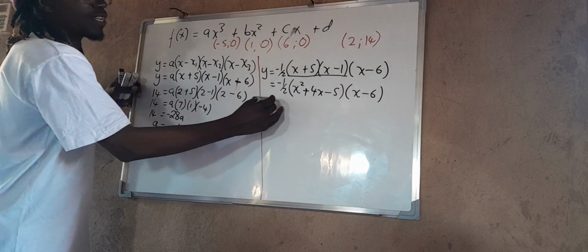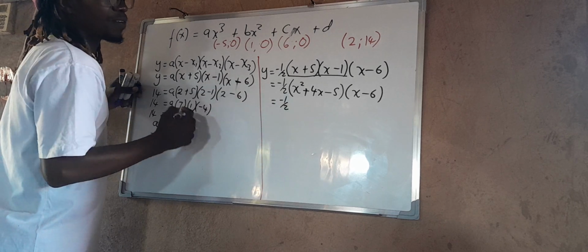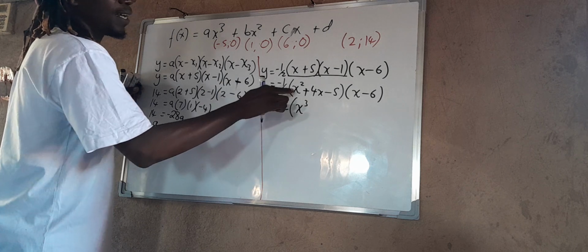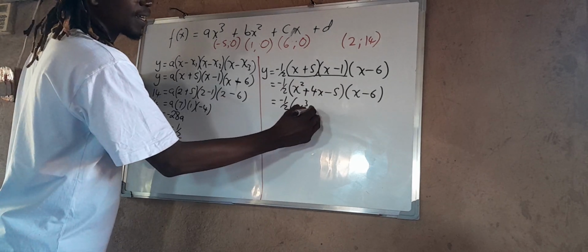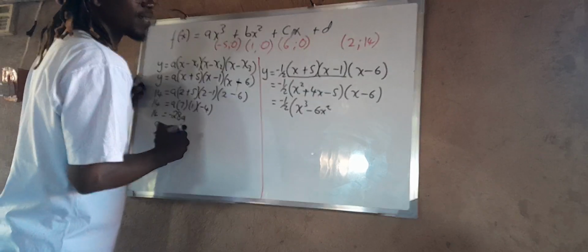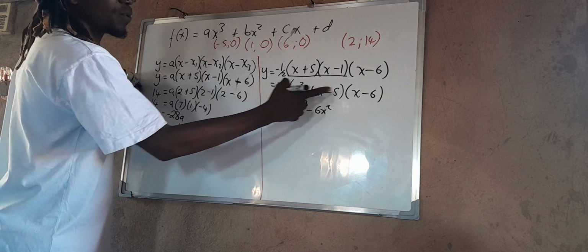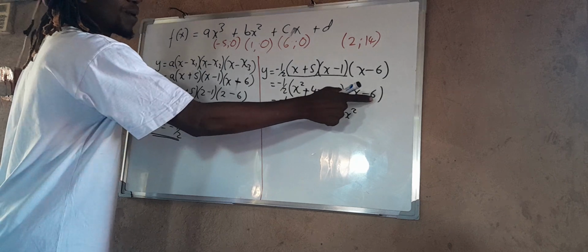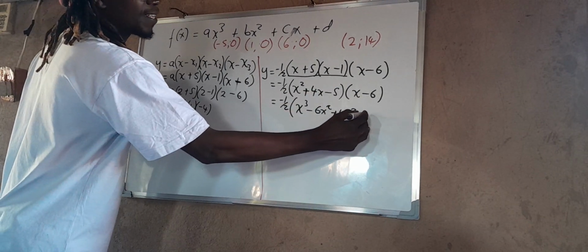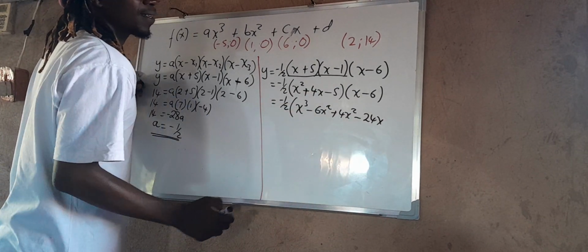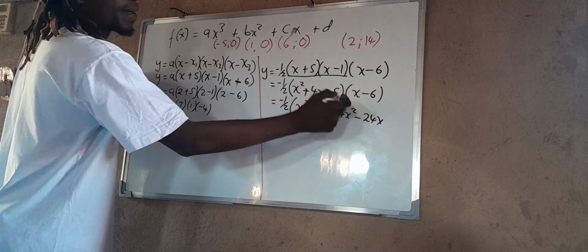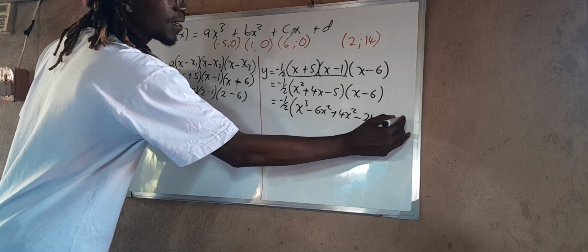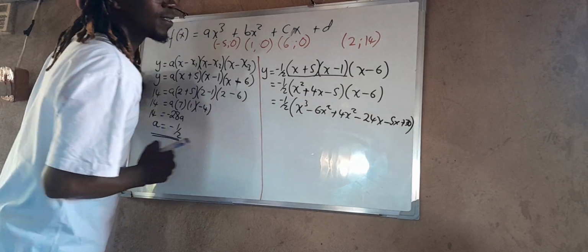Yeah. So this becomes negative half. This multiplied by that gives us x cubed, right? This multiplied by that gives us negative 6x squared, right? Yeah. We're going to the second term. This multiplied by that gives us plus 4x squared. This multiplied by that gives us negative 24x, right? Yeah. This multiplied by that, negative 5x. This multiplied by that, positive 30, right?